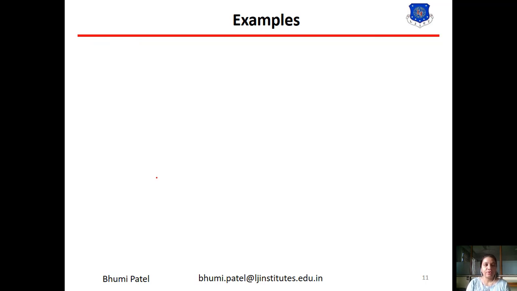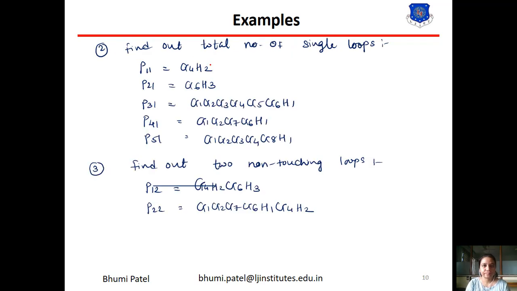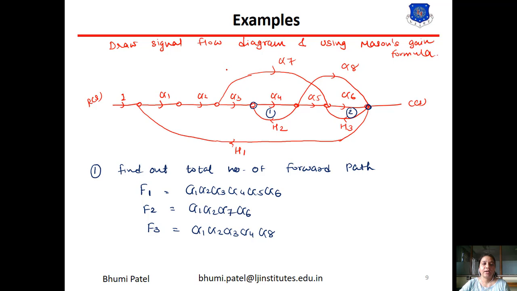Now the fourth step is to find out 3 non-touching loops. Okay, so P31 is equal to, here you can see that this is the first loop and this is the second loop, but for the third, fourth and fifth loop, the common element is here.